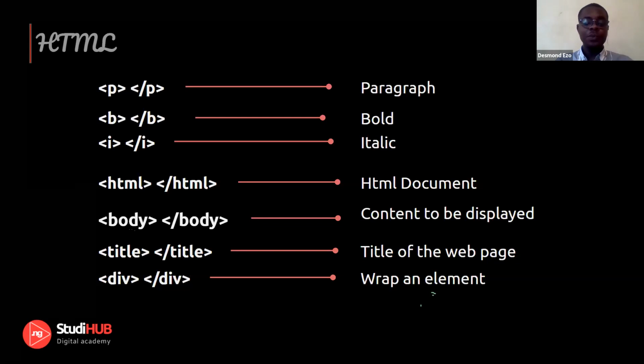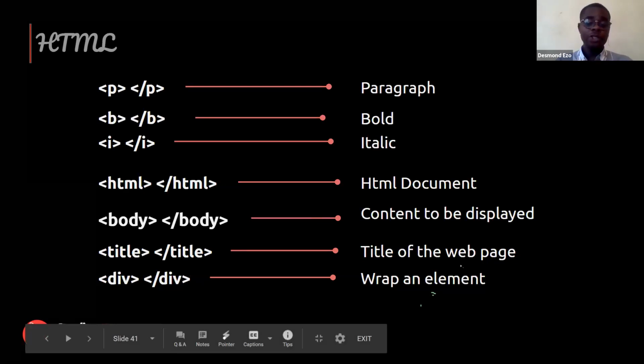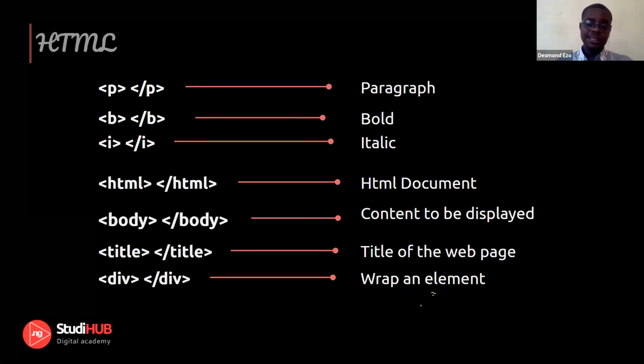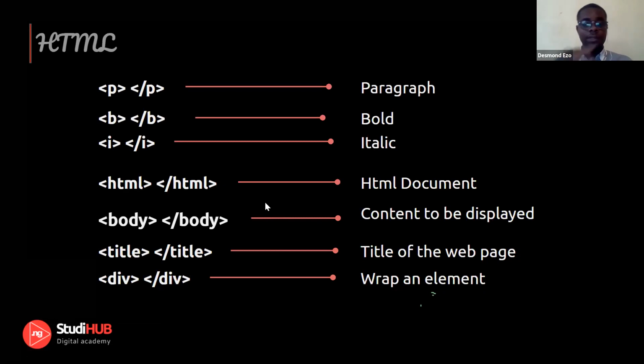So this body tag now, everything that comes in between this body tag is what is going to be displayed on a web browser. It's what's going to be visible to you. Then the title tag is what's going to be displayed as the title of the web page. All this is going to be easy to understand when we test it out in the demo. So the div tag is a wrapper tag. It just wraps elements that are going to be displayed on the web browser.